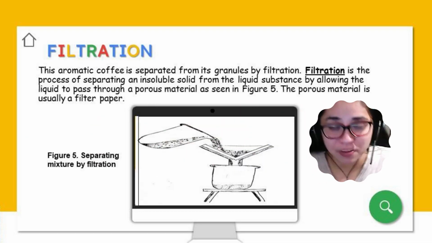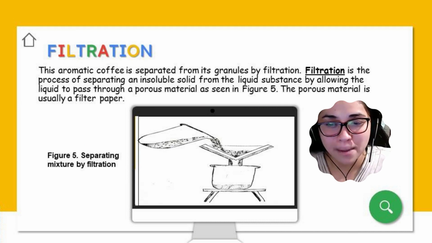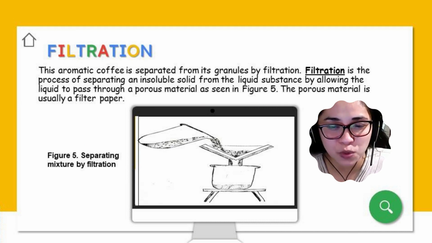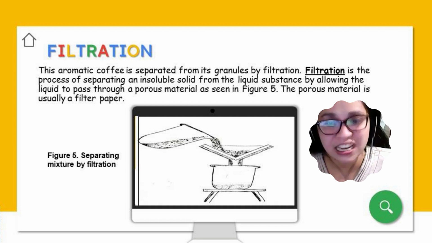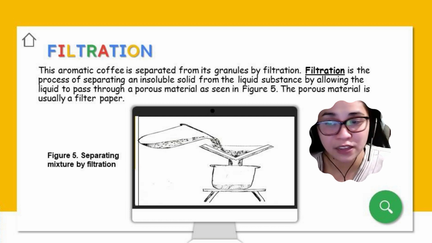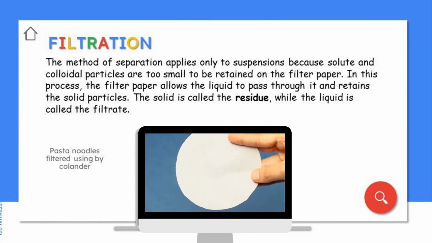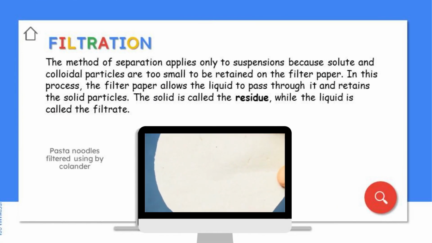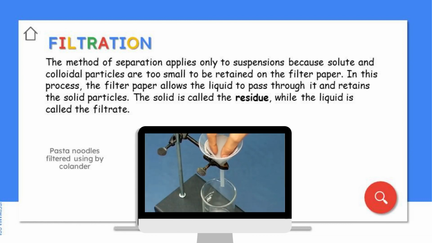Filtration is a process of separating an insoluble solid from the liquid substance by allowing the liquid to pass through a porous material as seen in figure number 5. The porous material is usually a filter paper. A filter paper has smaller pores than cloth and hence can be used for this purpose. Place the filter paper in the funnel and pour the water obtained after filtration with cloth.